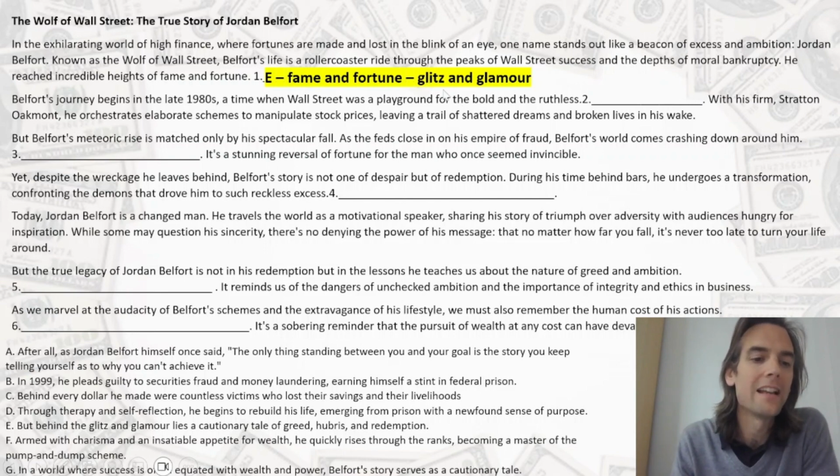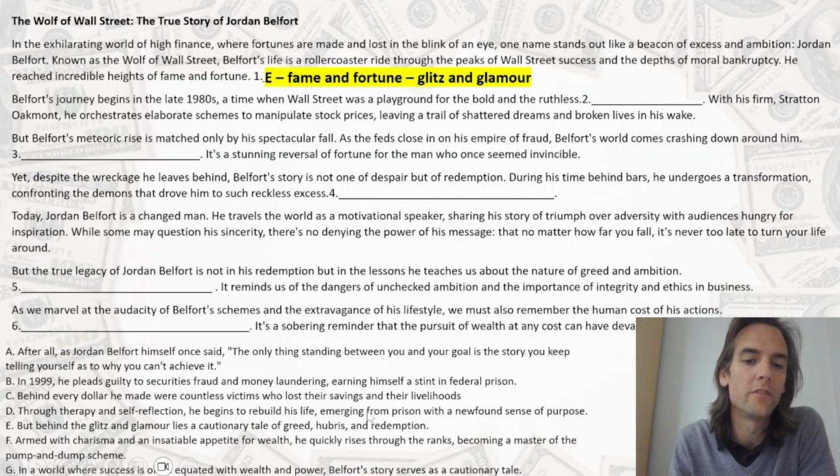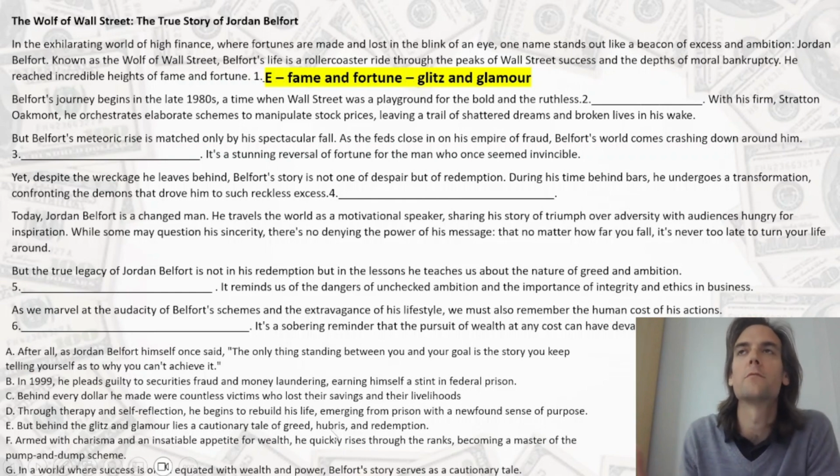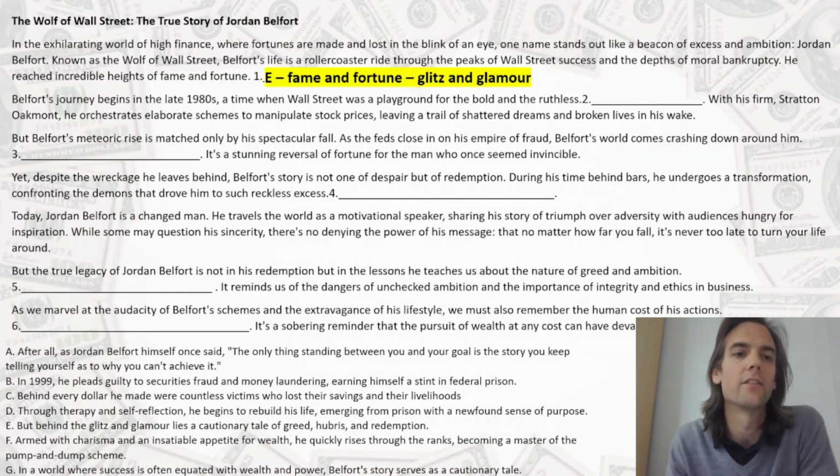And then we had the hubris. Where is E? Greed, hubris, and redemption. Hubris as in a fall. Pride comes before a fall. This is hubris, when things go wrong, when you think everything's going great, like a bit like arrogance.